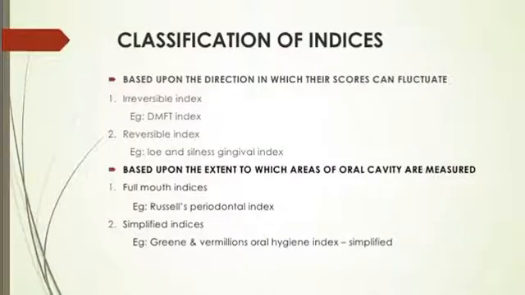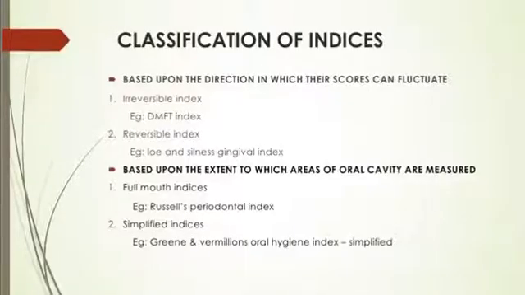Next, the classification of indexes. First, based upon the direction in which their scores can fluctuate. There are two types: irreversible index and reversible index. Example for irreversible index is DMFT index. Example for reversible index is Loe and Silness gingival index.